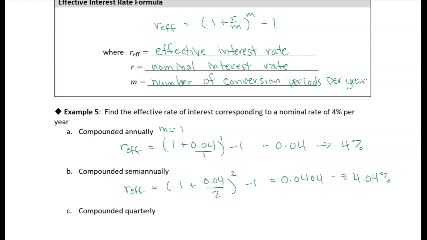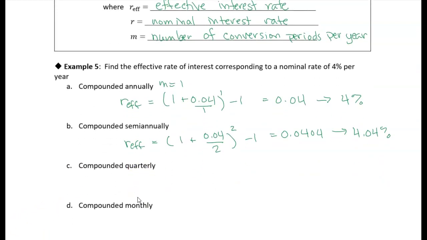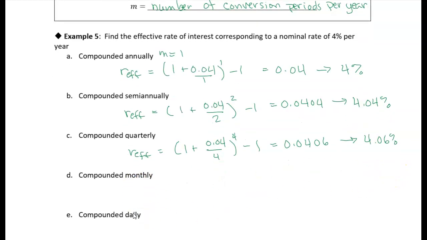All right. What if we compound quarterly? What's the effective interest rate? All right, let's take a look at that. So the effective interest rate is 1 plus 0.04. This time we're compounding quarterly, so m is 4. We're going to raise that to the 4th power and subtract 1. And what do we get? 0.0406. All right, so 4.06%.